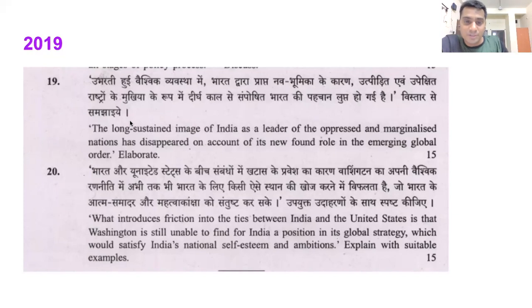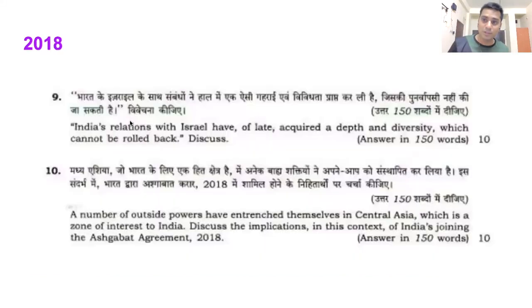What introduces friction into the ties between India and the United States of America is that Washington is still unable to find for India a position in its global strategy which would satisfy India's national self-esteem and ambitions. India and developed countries, USA. Look at this. Whenever something happens with USA, they are asking a question. Right? That is one thing that you have to find.